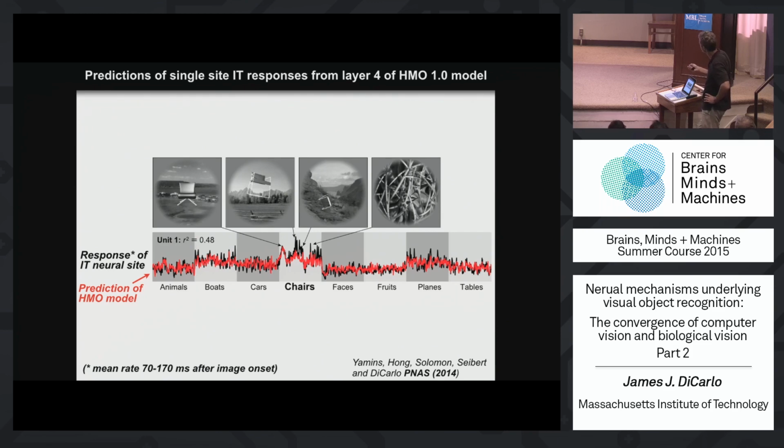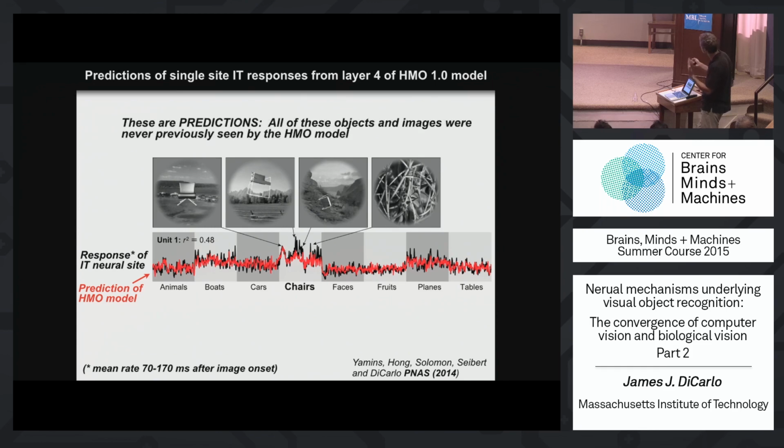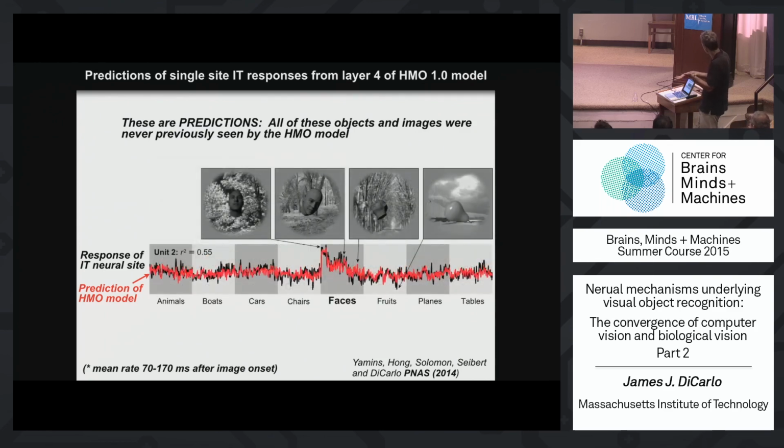And the red line is the prediction of the model once fit to this neuron. This is the prediction on the held out data. For the neuron, you can see the R squared is 0.48. So half the explainable response variance is explained by this model. And again, these are predictions. The images were never seen. The objects even were never seen by this model before it makes these predictions. So this is just saying that the IT neurons live in this space. It's actually quite well captured by the top level, in this case of this first HMO model we built. I'll show you some other models in a minute.